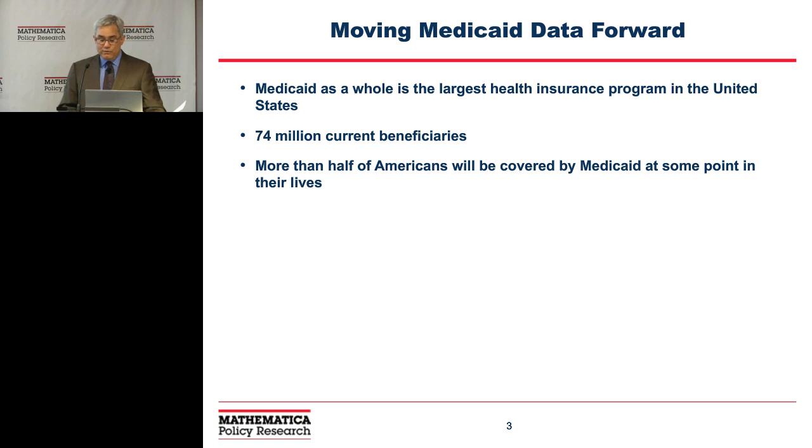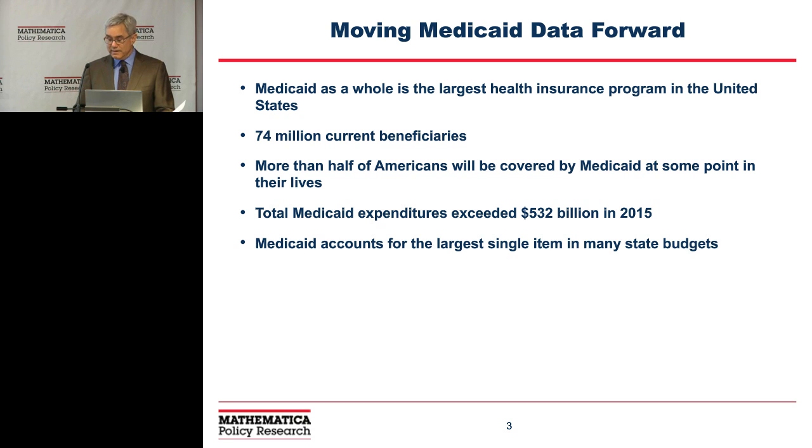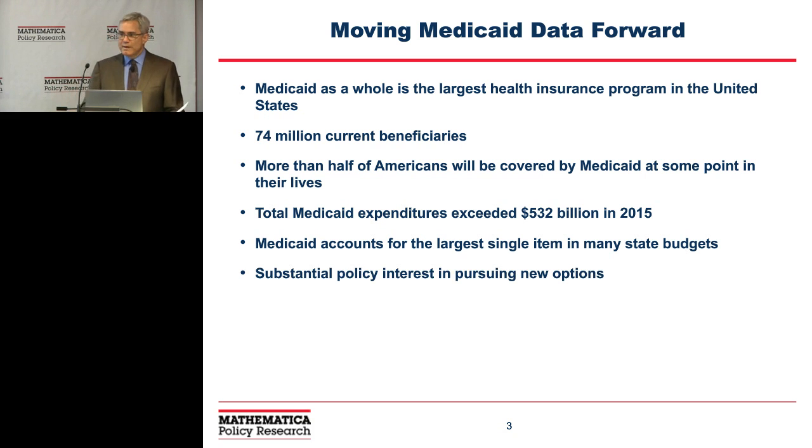Medicaid expenditures are now over $432 billion. That's a big number, even in this town. Medicaid accounts for the largest single item in many state budgets, so states are really worried about this. The federal government is spending a lot, but the states are spending a lot. It may displace education, schools, criminal justice, and other things in the state budgets. Given all this, there's a lot of interest in pursuing new options. How do we think about designing and building the Medicaid program as strong as possible?